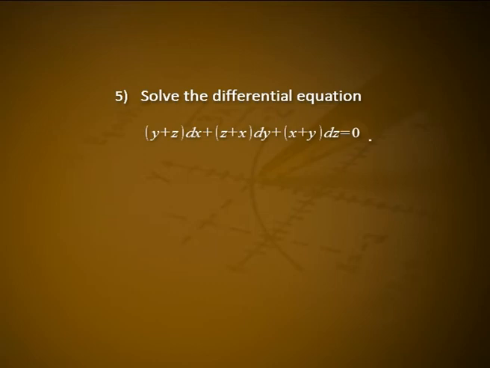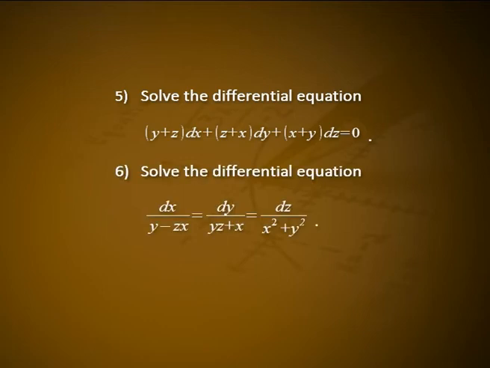Solve the differential equation y plus z dx plus z plus x dy plus x plus y dz is equal to 0. Solve the differential equation dx by y minus zx is equal to dy by yz plus x is equal to dz by x square plus y square. Solve dx by x square is equal to dy by y square is equal to dz by nxy.